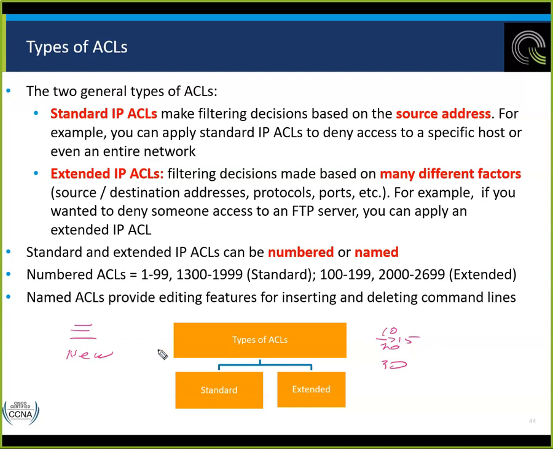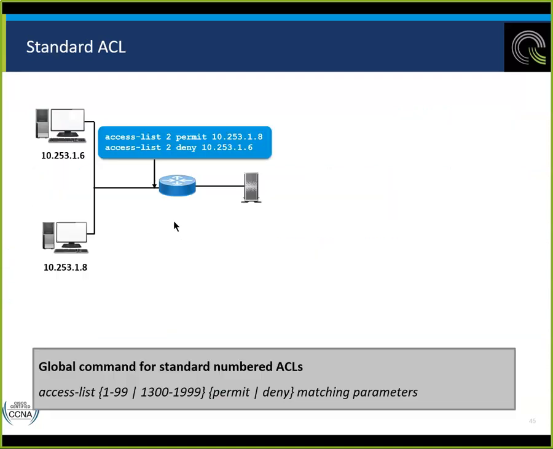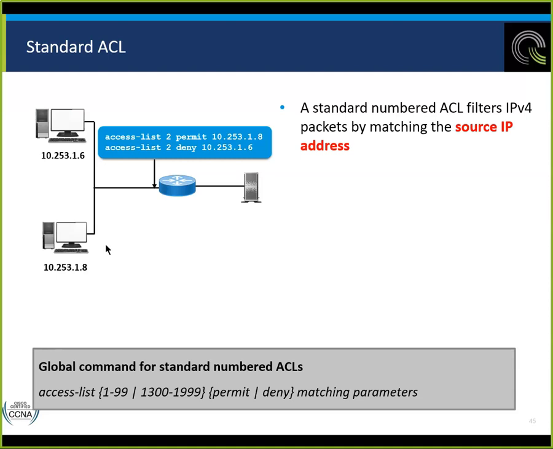As for named lists, there's no reason to use numbered lists anymore, because named lists are a whole lot easier to use, and you can name them based upon what you're using them for, which helps out a little bit. The standard ACL filters IPv4 packets matching the source IP address. I'm not going to go through the commands here; I'm going to do a demo, and we'll look at how to write both the standard and the extended list.